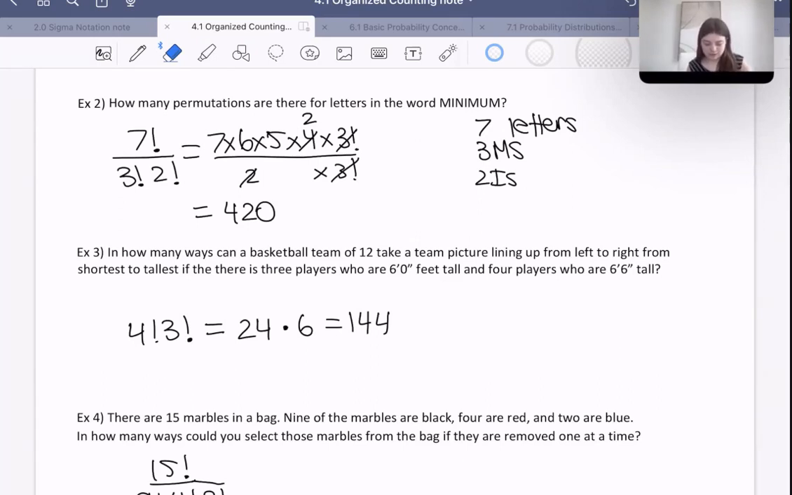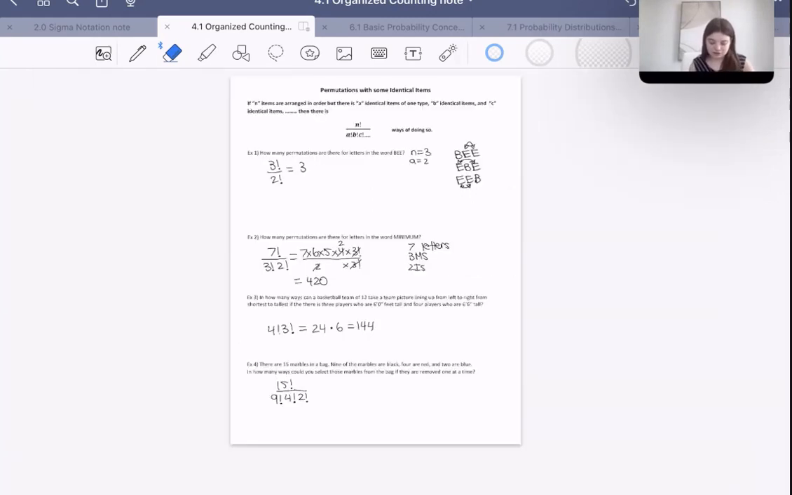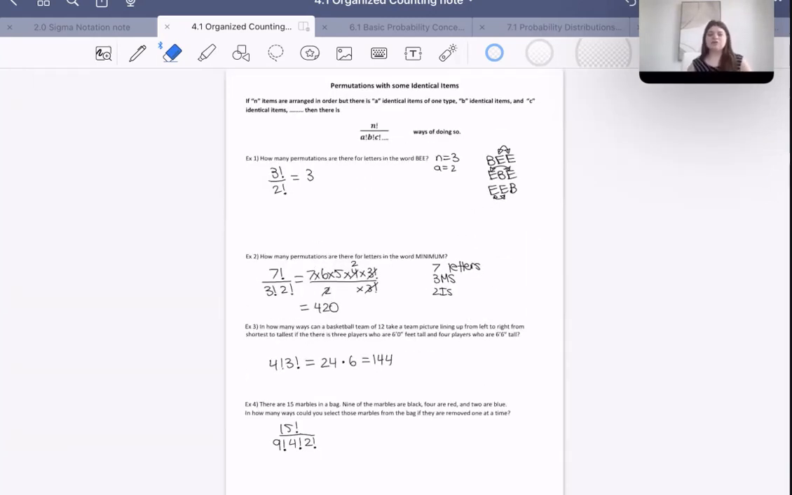That's important to keep in mind, is to make sure you understand what the question is asking, so you can choose the correct equation, so you can do what does make sense rather than just randomly choosing an equation and hoping that it's the correct one, because unfortunately that will not always work. That might sometimes work out in your favor, but it will not always work out in your favor. But yeah, that's pretty much that. That's permutations with some identical items.